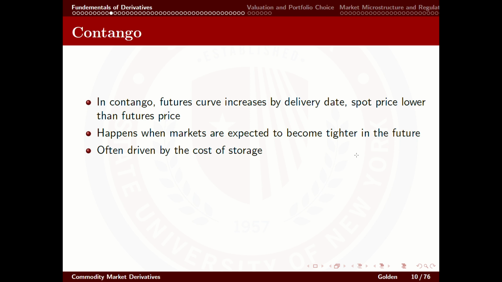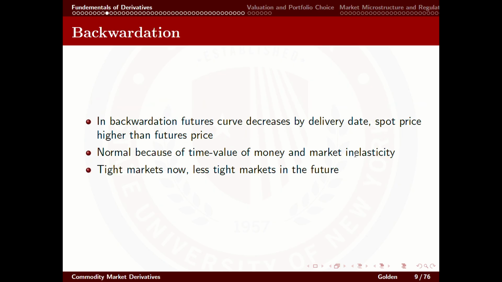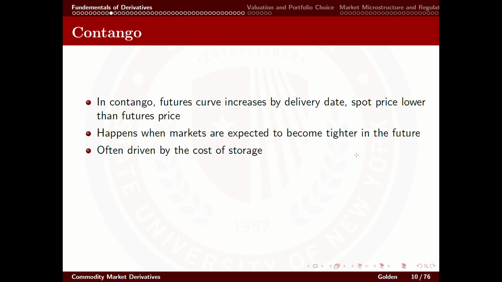In contango, the futures curve increases by delivery date and spot prices are lower than the futures price. This happens when markets are expected to become tighter in the future. This is similar to a yield curve. So you can think of contango as like interest rates are higher in longer periods. And backwardation, I believe, would be considered an inverted yield curve because you have a decrease in interest rate, and then contango would be similar to a normal yield curve.